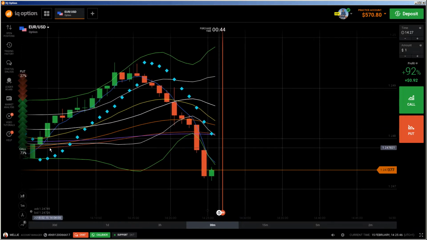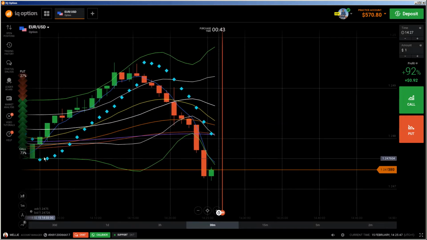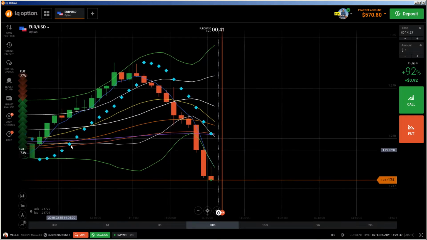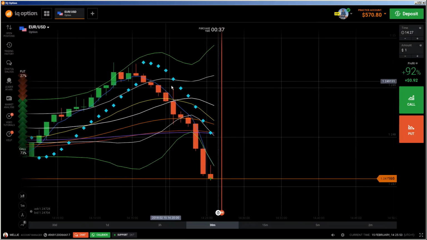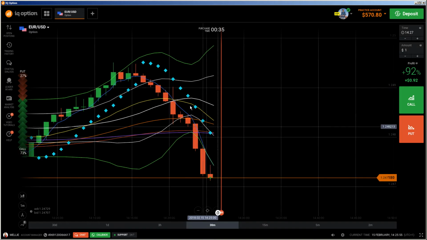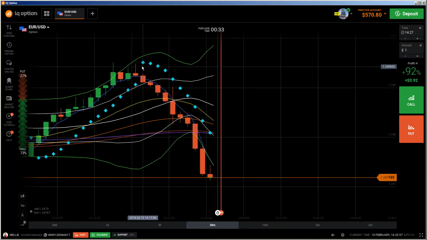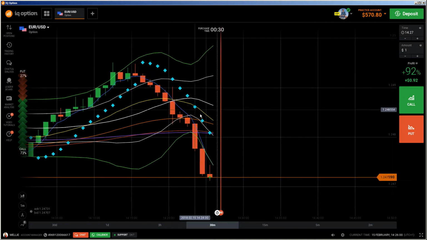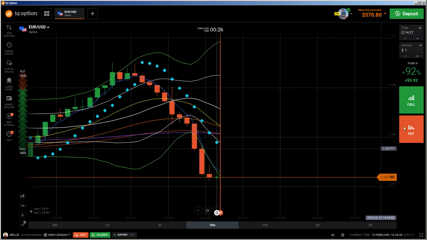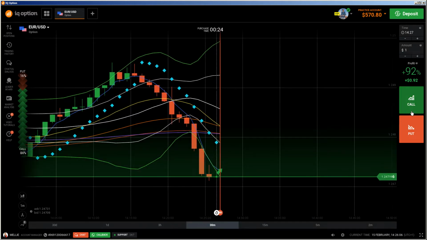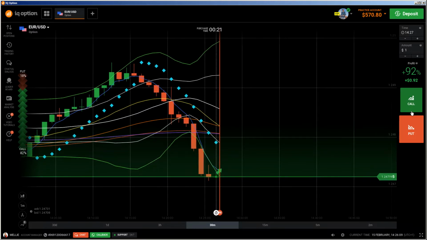So you try to do mostly calls here in an uptrend and puts in this matter of downtrend. Obviously, if there are already so many dots here, you can expect that the downtrend will also finish. So I'm going to do a call now if I see it's going to break this level there, let me see.